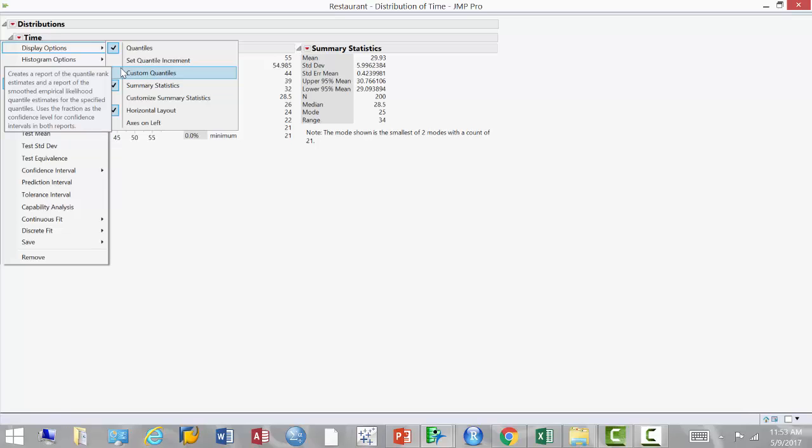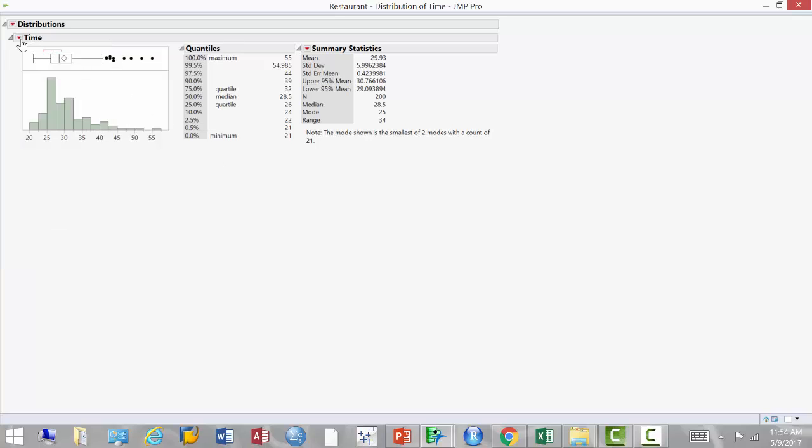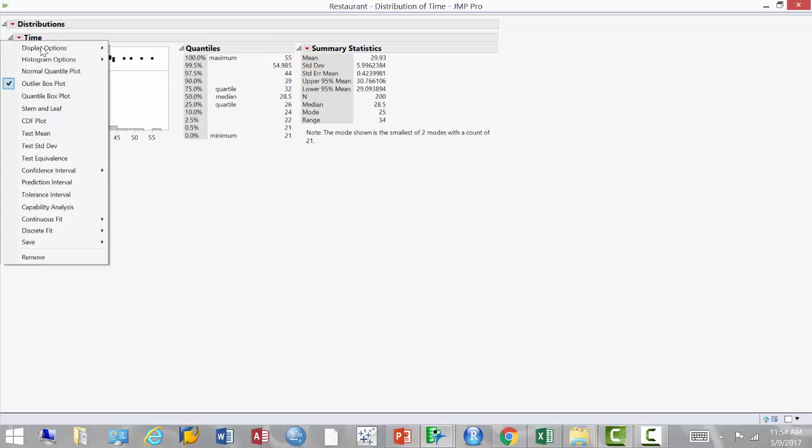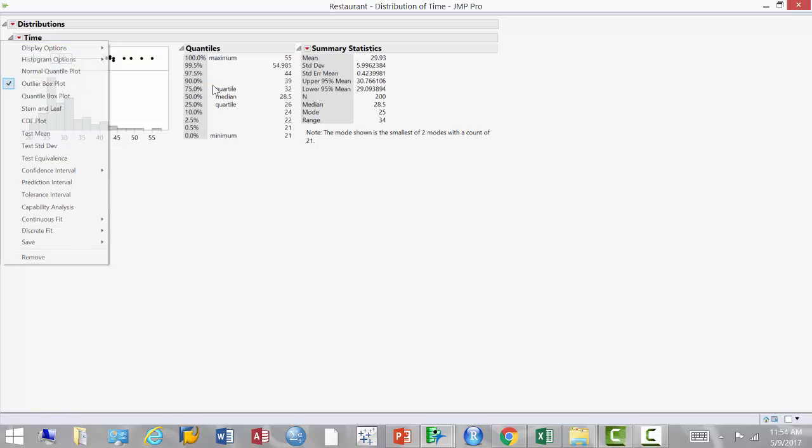You don't have it on Mac? Which one? What was the first step you did? You clicked on the red triangle, right there, and it goes to display options, and custom quantiles. There you go. Custom quantiles.